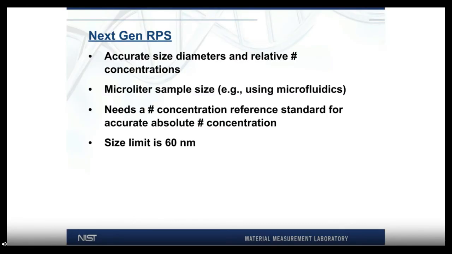There's so-called next generation RPS, which can use microfluidics and other techniques to get to smaller microliter sample sizes, and also to get to smaller diameters as low as 60 nanometers. Again, the same problem arises. You need a number concentration reference standard to do absolute measurements.